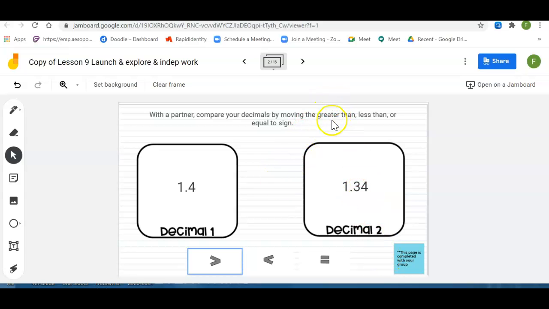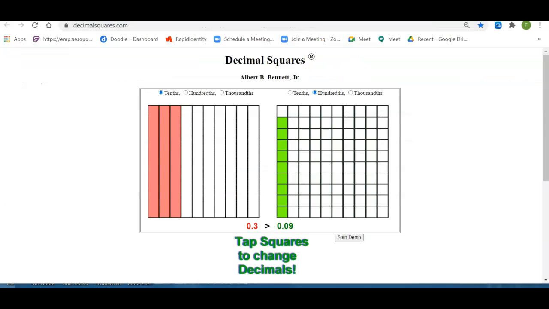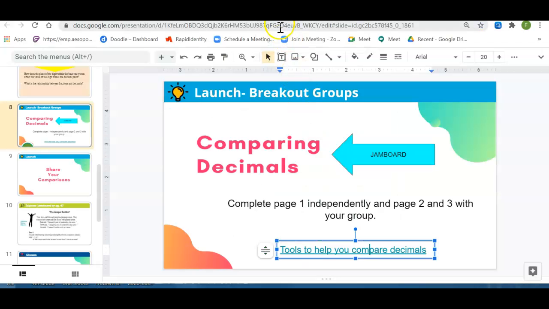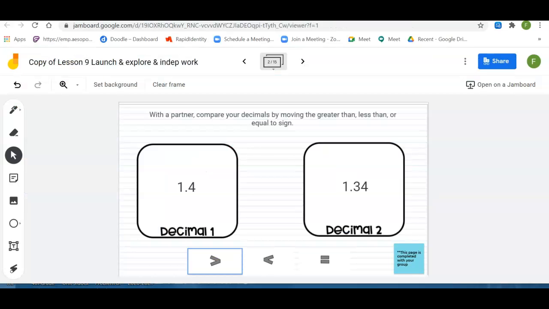In order to help me with that, I can go back to the decimal square. So 1.4, 1.34. Now, we know that both of these have one whole in them. They have one whole number, which is going to be the 1. So this is 1, this is 1. So that represents one whole. So that is the same. Now we need to look at everything to the right of the decimal, and that is the part of a whole. We're really comparing which part of the whole is bigger.